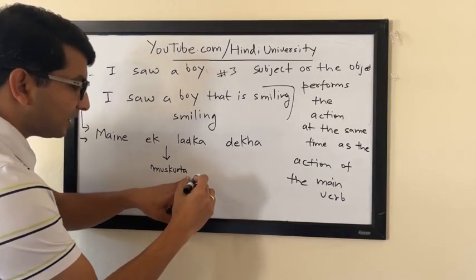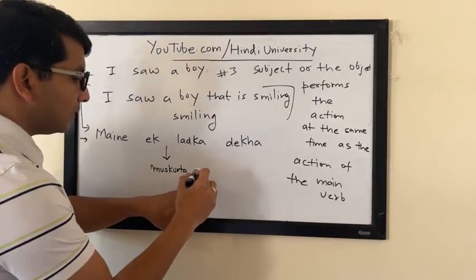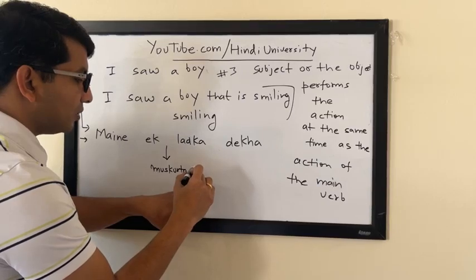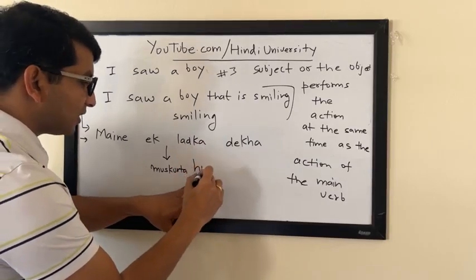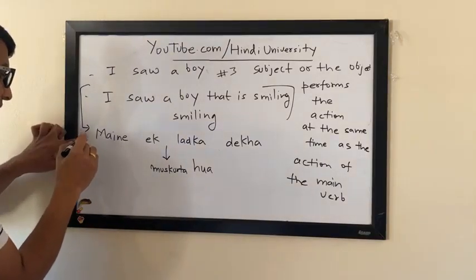Okay, you can say, muskarata ladka. You want to, let's say, be explicit that it is used as an adjective. Okay, muskarata hua. Very good. Muskarata ladka. Perfect, right? So the first one is मैंने एक लड़का देखा.